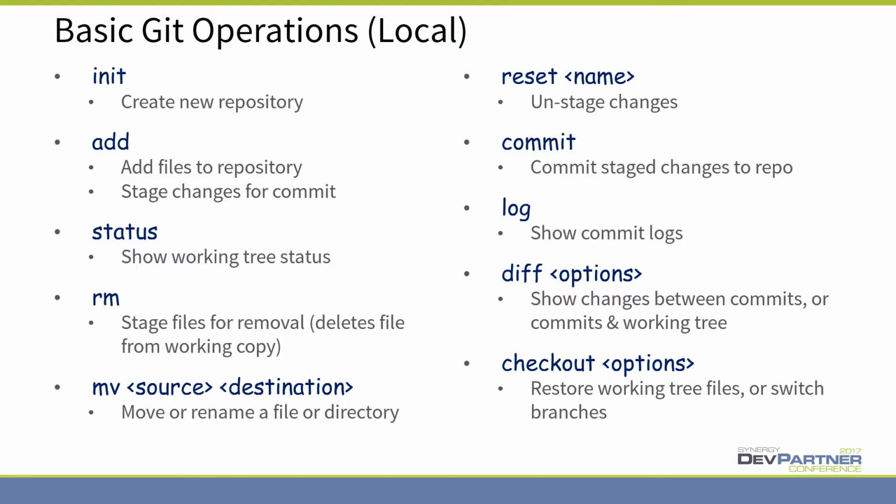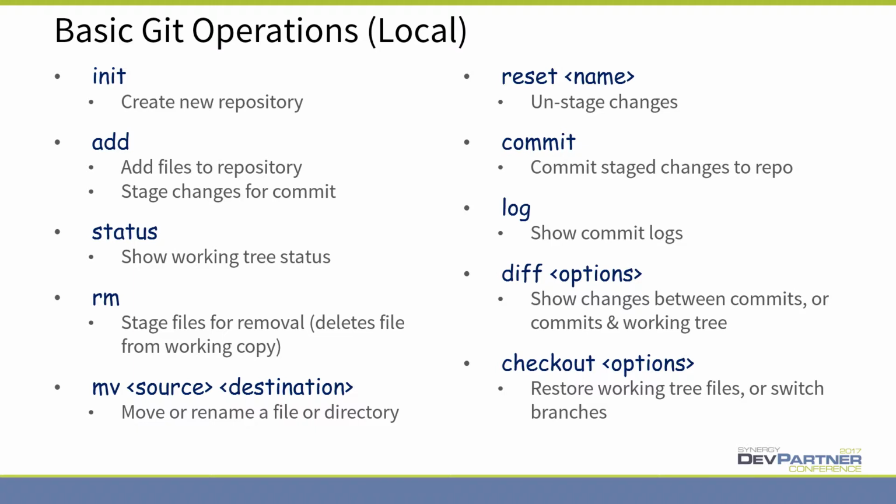Git commit is your way of committing things, so you've staged things to be committed and then you commit them to the repository. By the way, all of these commands have lots and lots of subcommands and options you can use. These are just the very basics. So git log shows you a log of what's happened, the commits that have happened, the comments that go along with them, and so on.